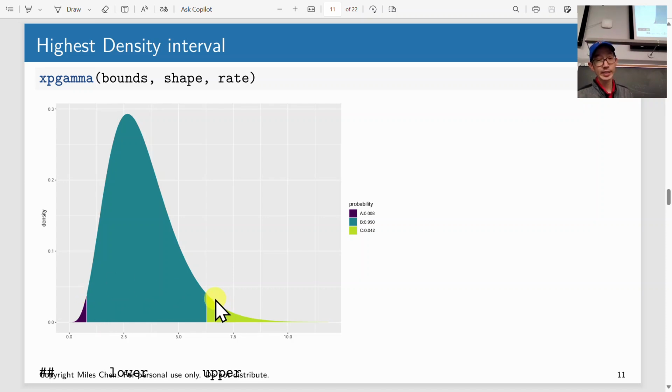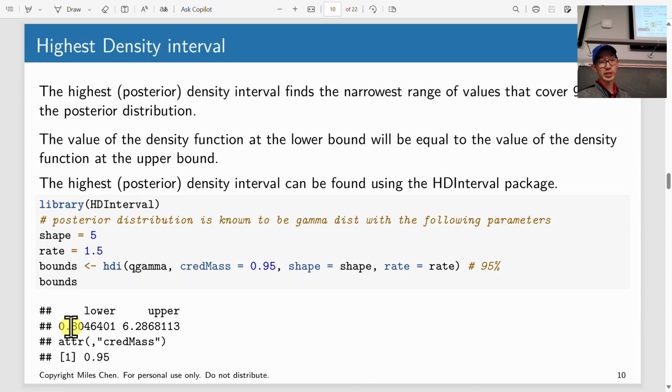Okay, and so you'll see that the left-hand side area is only 0.008 and the right-hand side area is 0.042. So the center area is still 95%. It's just your right tail and your left tail are different sizes. The highest density interval has the property of having the smallest width. So if you take the difference between 0.8 and 6.28, that will have the narrowest width of what your probability interval is going to be.